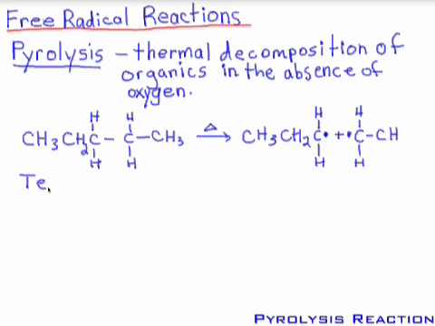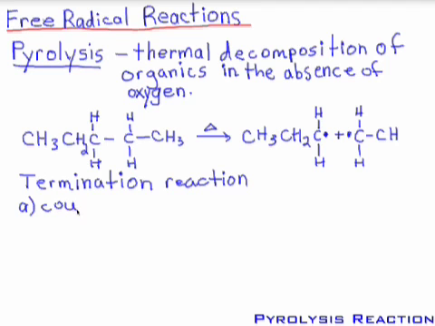So a termination reaction, and termination means getting rid of radicals, could be a coupling reaction, where two radicals come together and couple. The second type of reaction is disproportionation. Let's write that out.